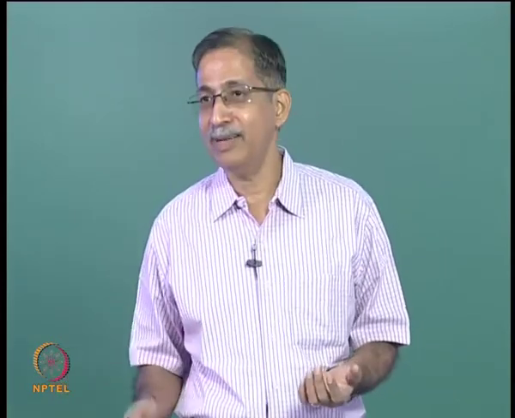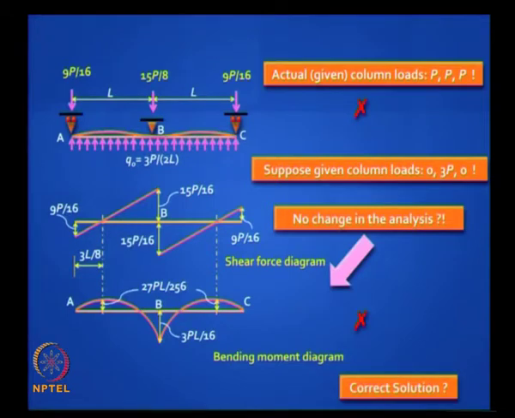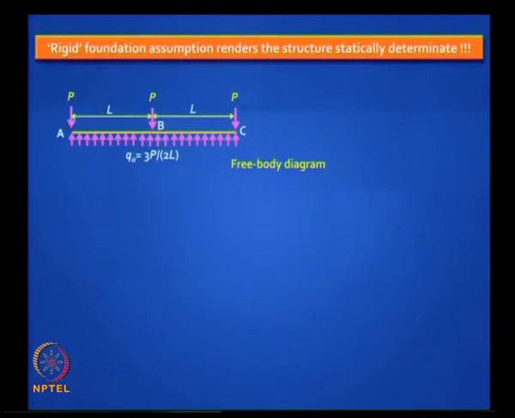Well, the answer is surprisingly easy. The answer is, you do not need to have jumped into the assumption of a two span continuous beam, because the moment you assumed rigid foundation, you have got a free body which is complete by itself, right. Can't you draw a shear force and bending moment diagram from the free body?